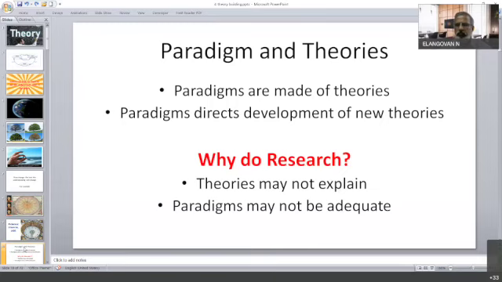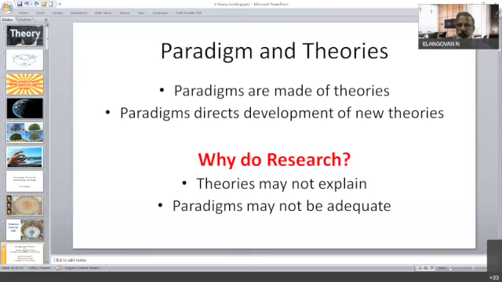Whatever problem you have, we try to look into the current theories, whether there is an answer or solution for the current problem. And if there is no solution available in the current theory base, then we go for developing a new theory. So whenever the current theories may not explain the problem in hand or the phenomenon, then we do research.